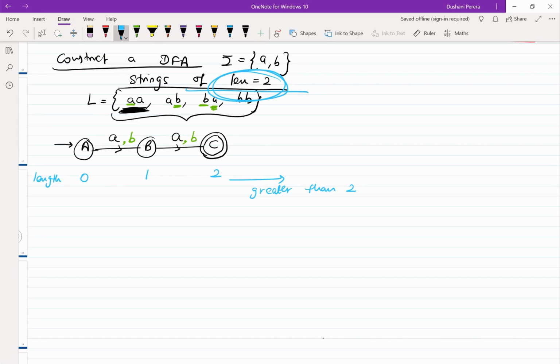Because of that, what do I do? After C, whether A or B comes, I don't care. I have to send them to a state which is not a final state, which is a normal state. I don't make it final because I don't accept the strings going beyond C, since their length is greater. So it is a normal state and there's no coming back. Once an A or a B comes from here, there's no coming back, which means those strings will be rejected.